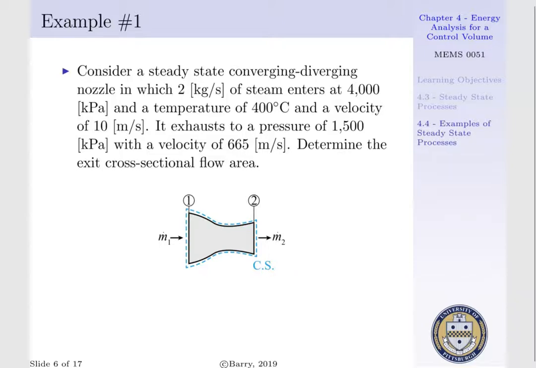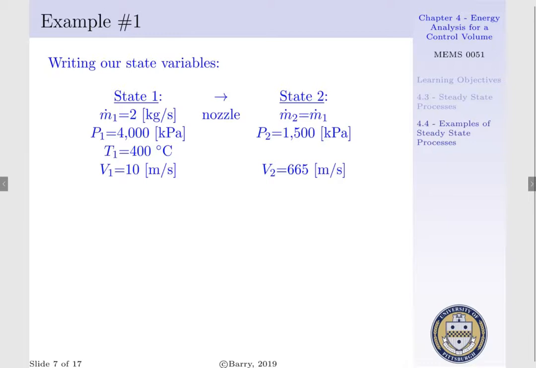Schematically, we have our converging-diverging nozzle drawn below. M dot 1 is our mass flow rate entering at state 1, and M dot 2 is our mass flow rate exiting at state 2. We begin our analysis by writing our state variables. At state 1, we have 2 kilograms per second of steam entering at a pressure of 4,000 kPa and a temperature of 400 degrees centigrade with a velocity of 10 meters per second.